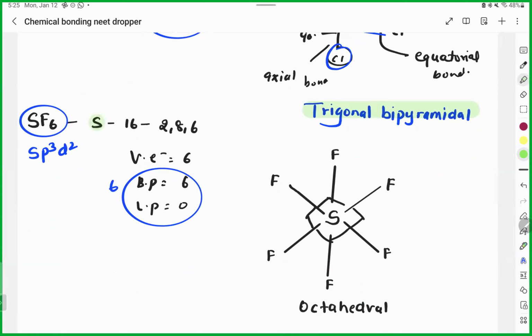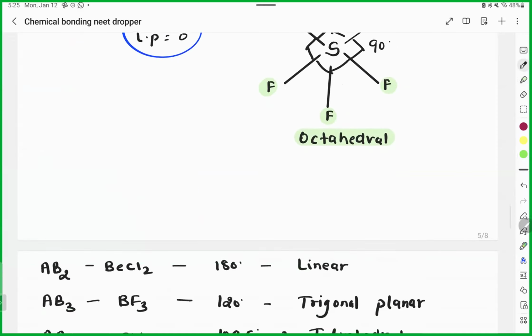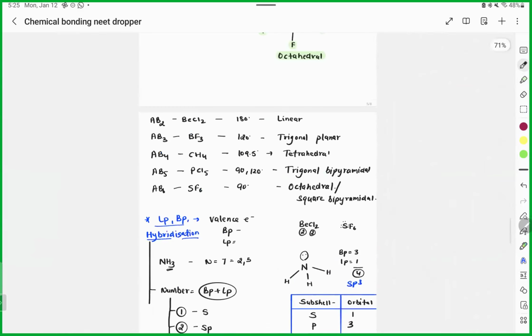Sulfur, atomic number 16, first shell 2, second shell 8, third shell 6. The valence electron 6. All 6 are occupied by the fluorine. So that's why hybridization number 6. 1s, 3p, 2d. Total 6. Okay, sp3d2 hybridization and the shape is always octahedral. That's all. Here you will always have a 90-degree angle. And done. These are the common shapes we will do.